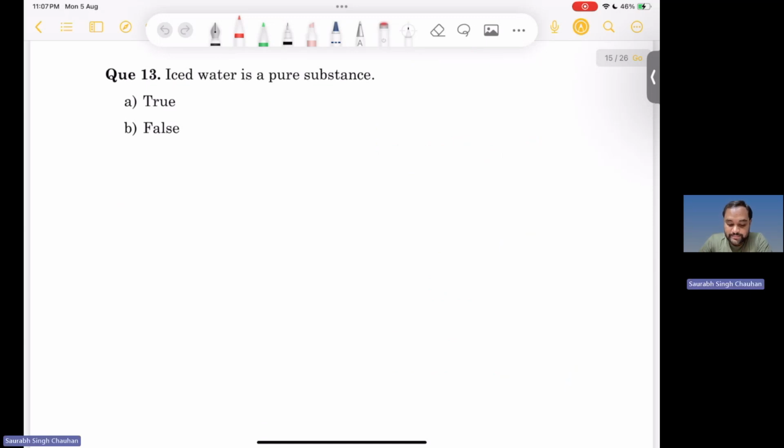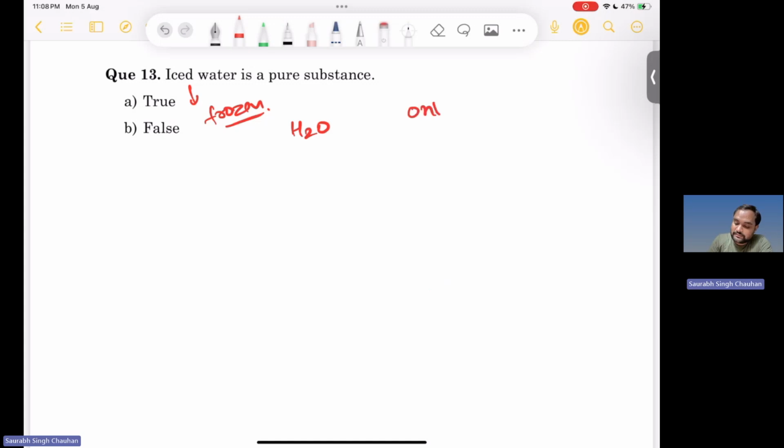Question number 13. It is saying that iced water means frozen water substance. We have to tell whether this statement is true or false. So iced water means the frozen water. Water is basically H2O. It does not matter whether it is frozen or not, whether it is liquid or ice. Water is simply H2O. So when there is only one compound, then we call it a pure substance. When the chemical composition is fixed, then we call it a pure substance.